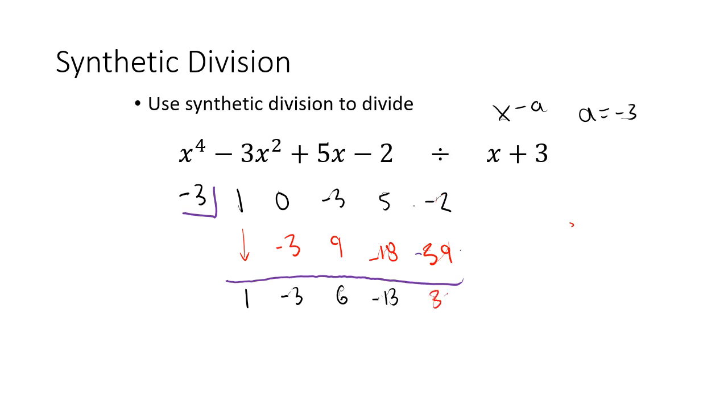Okay, so 37 is my remainder, but my quotient, the answer to the problem of what is x to the 4th minus 3x squared plus 5x minus 2 divided by x plus 3, would then be 1x to the 3rd, because it was 4th, now it's to the 3rd, minus 3x squared plus 6x minus 13. And the remainder is 37, so I can write that as plus 37 divided by the divisor, which was x plus 3. And so that's the answer to that problem.